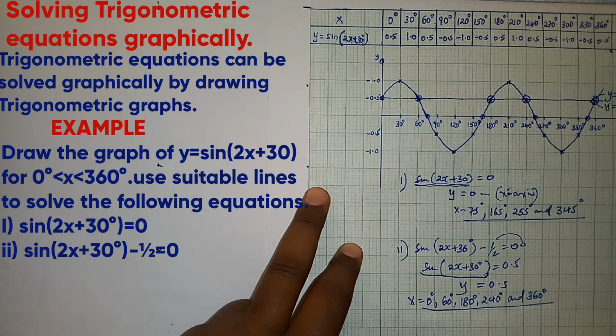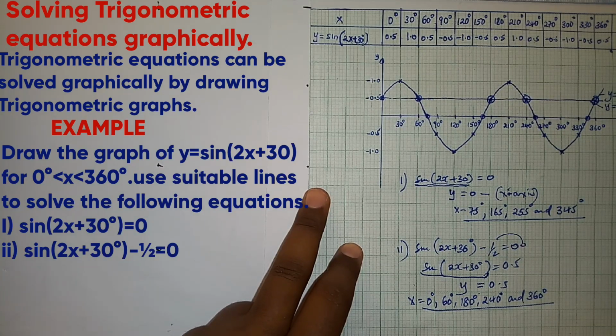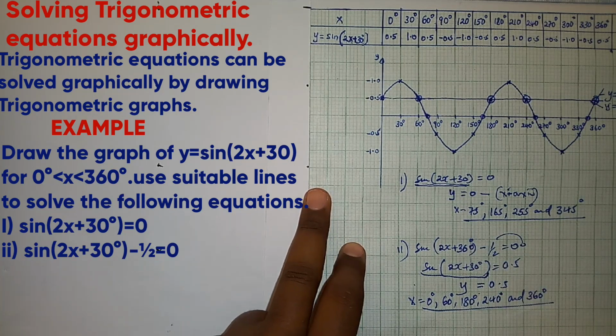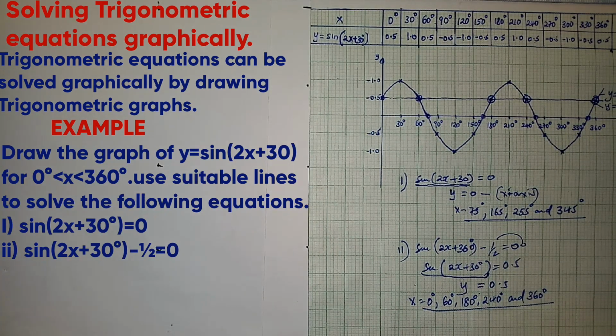So that will be the solution for the second equation, which is sine(2x + 30) minus a half equals 0. So that is how we are going to use the graph to solve trigonometric equations.